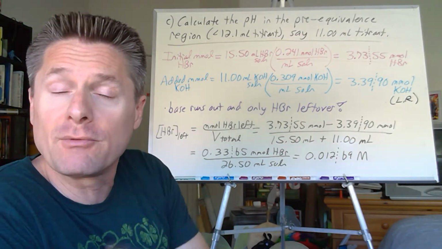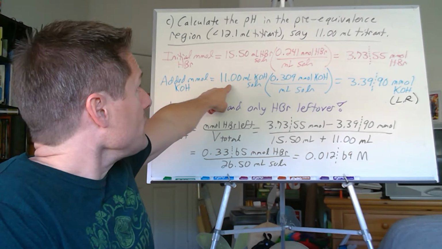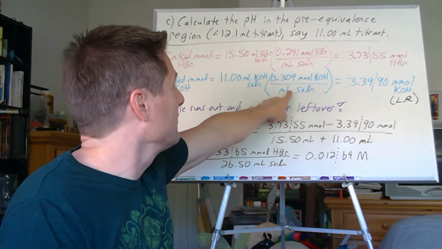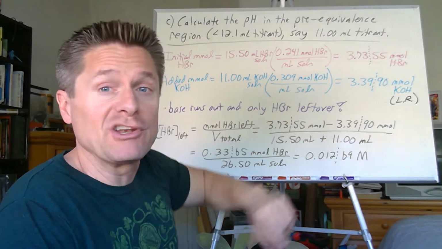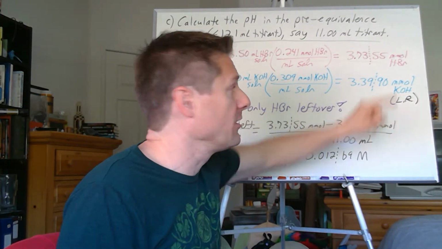That's our solute. Good to 3 significant digits. That's what we're starting with. The amount of base we're adding is 11.00 milliliters times its concentration, 0.309 millimoles of KOH per milliliter of solution. Also restricted to 3 sig figs, that gives us 3.3990 millimoles of base. Good to 3 sig figs.